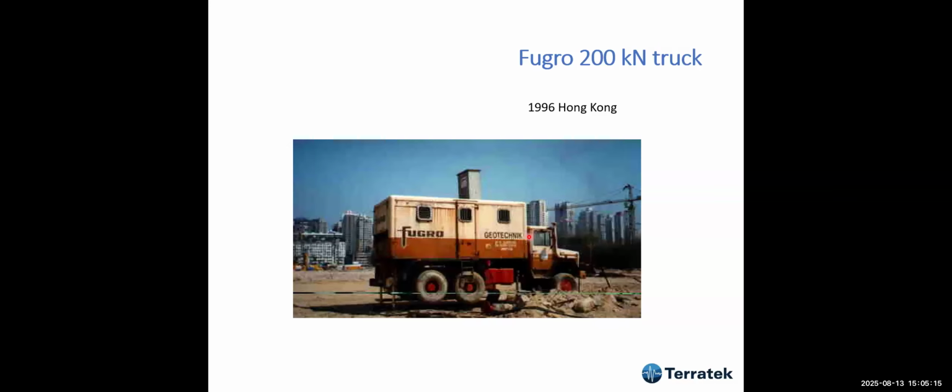And I worked in Hong Kong as well in 1996 and 97. This was the truck that Fugro had, and I worked with this company as well a little bit. At this time, digitalization was available.